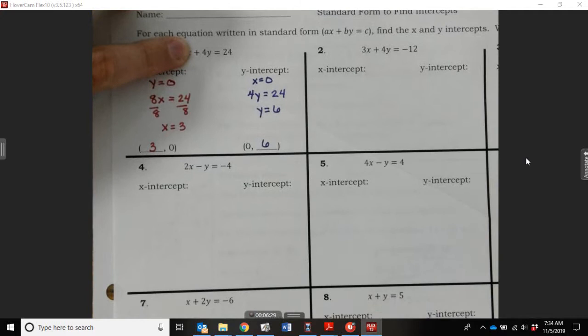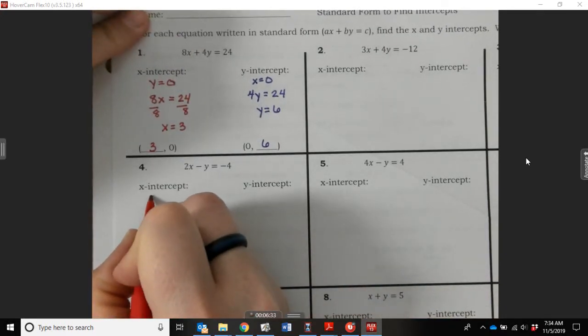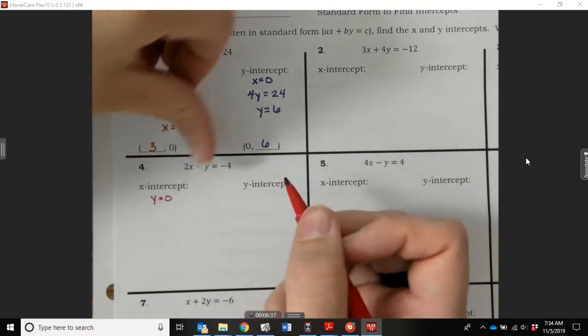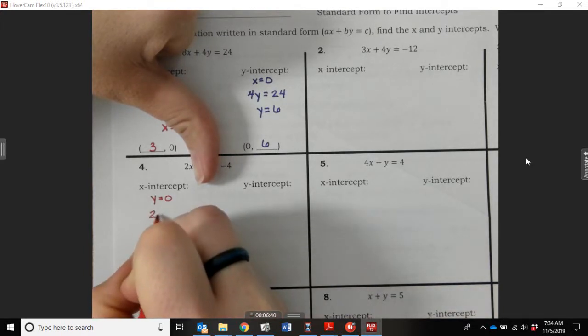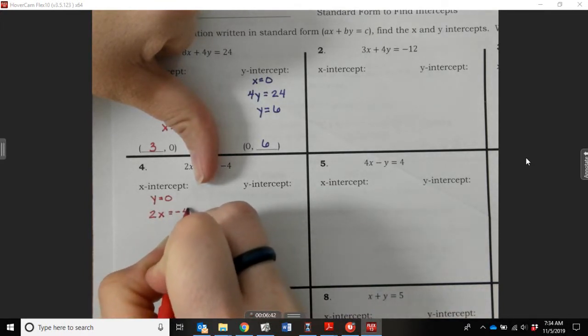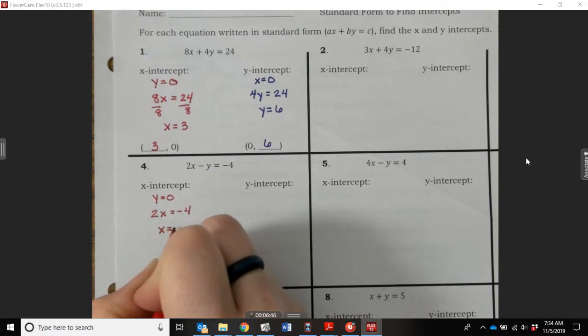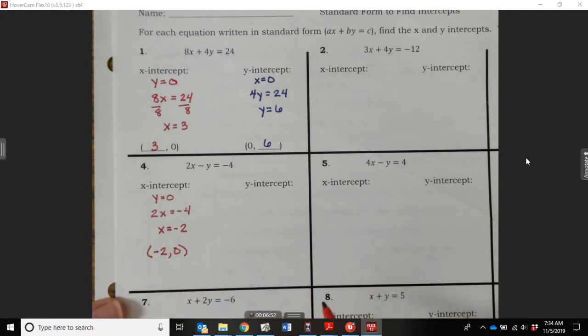I'm going to come down here to number 4. And again, I'm finding the x-intercept, so y is 0. So that means I cover up the y, and what's left? Well, I have 2x equals negative 4. Divide both sides by 2, and you get x equals negative 2. And my ordered pair would be (-2, 0). So you do need to write the ordered pairs every time.